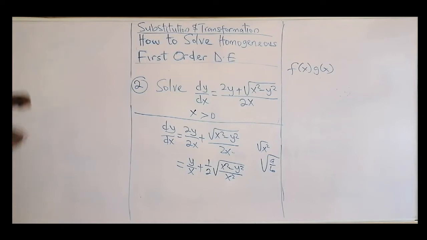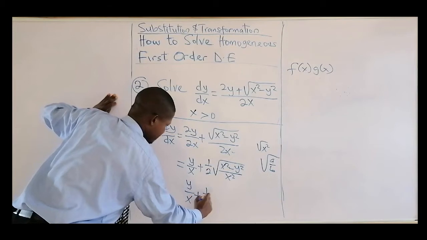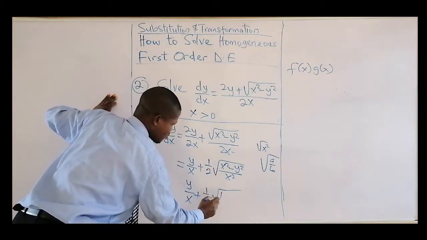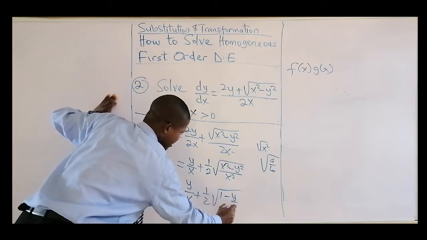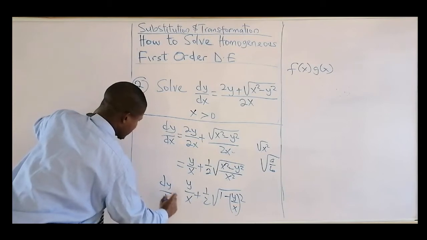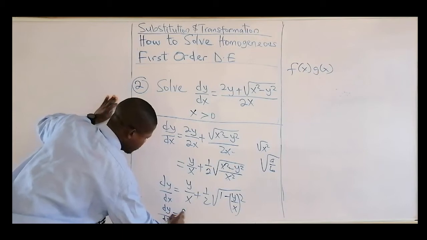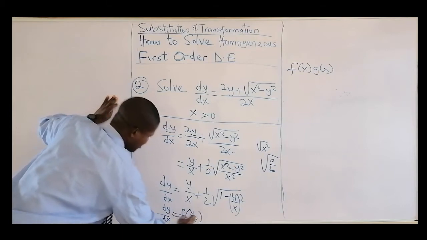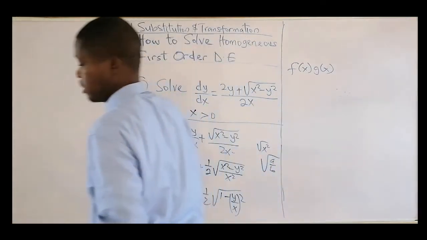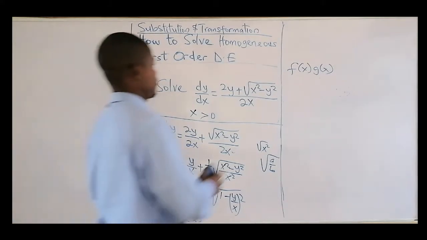What can we do now? This will give me y over x plus half, and then the square root. This will be 1 minus y over x, squared. So that's dy dx. And you can see now that the dy dx is of this form. So what we just do is the normal substitution.